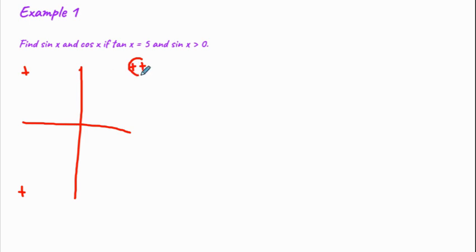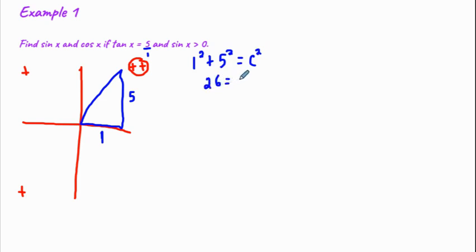So the quadrant we're going to be using is the first quadrant to set up this triangle. So I'm going to go ahead, set up a triangle in blue. Okay. Tangent is 5. That's 5 over 1. So that means my opposite side is 5. My adjacent side is 1. And we'll use Pythagorean theorem to solve for the hypotenuse. And we will get 1 squared is 1, 5 squared is 25. Add them together, you get 26. Okay. Square root. So c, our hypotenuse, is square root of 26.